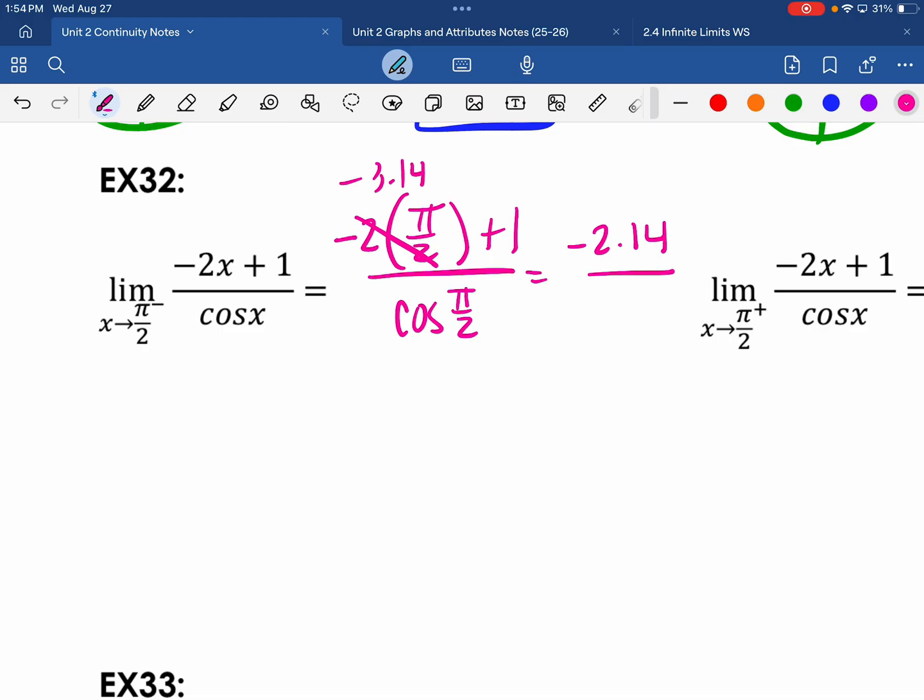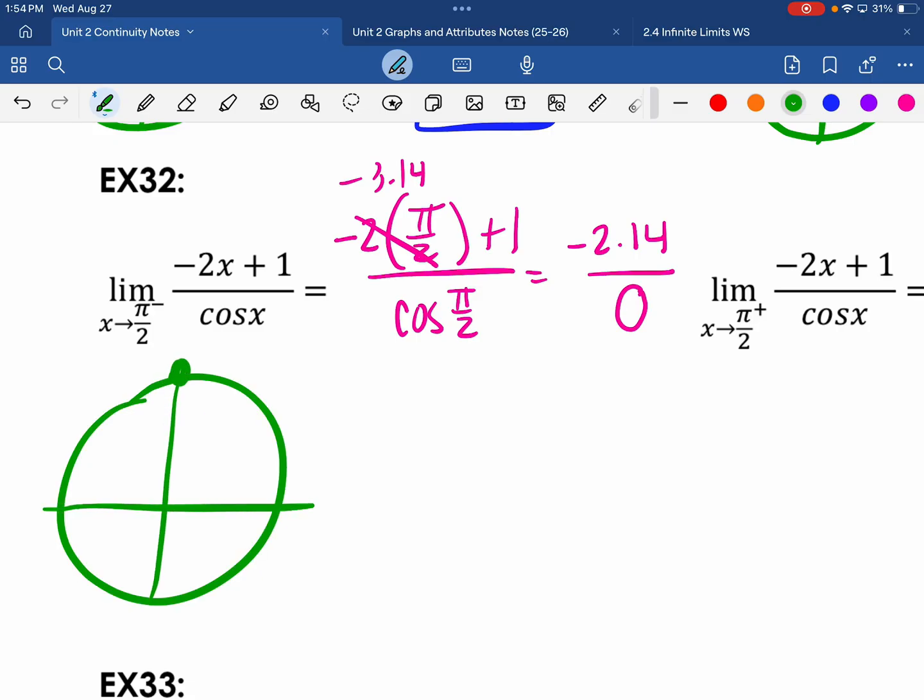What's cosine of pi over 2? Where is pi over 2? It's at the top. That's 0. So we have to decide, is this going to be a positive 0 or a negative 0? On the left side of pi over 2, that's going to be where the numbers are smaller, right? Because if you're talking about a number line, the left side of pi over 2 are smaller numbers. So where are your radians smaller? Over here or over here? On the right.